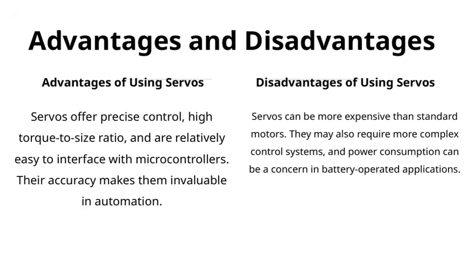Let's talk about some of the key advantages of using servos. One of the biggest benefits is their precise control. They can position themselves very accurately, which is essential in automation tasks where exact movements are critical. Additionally, servos offer a high torque-to-size ratio, meaning they can deliver a lot of power relative to their small size, making them ideal for compact designs. They're also fairly easy to interface with microcontrollers, so integrating them into your projects is usually straightforward. Because of their precision and reliability, servos are often the go-to choice when accuracy really matters.